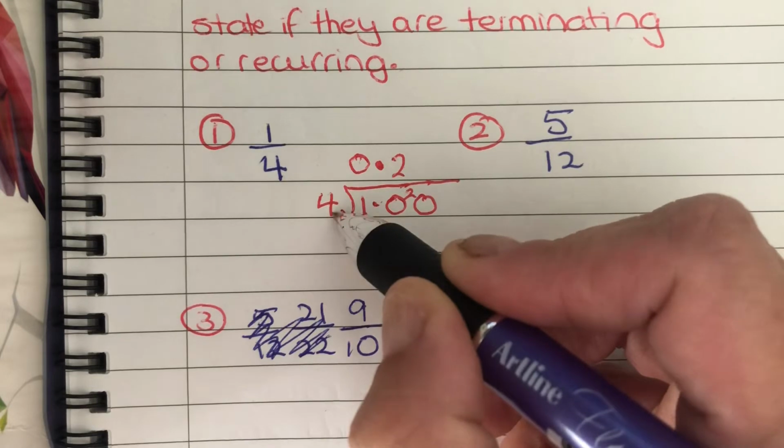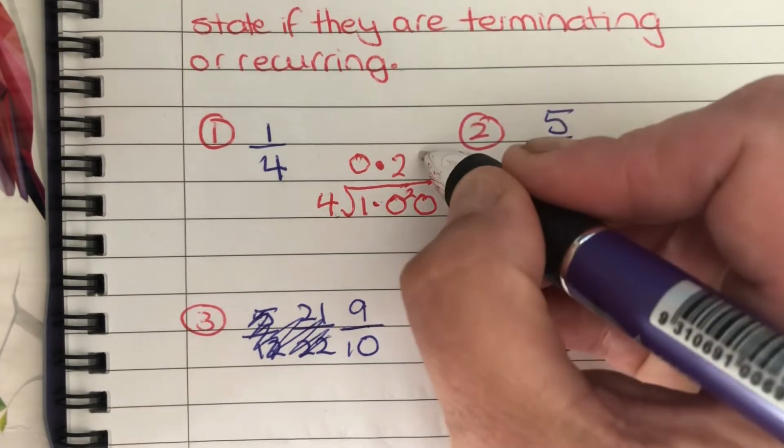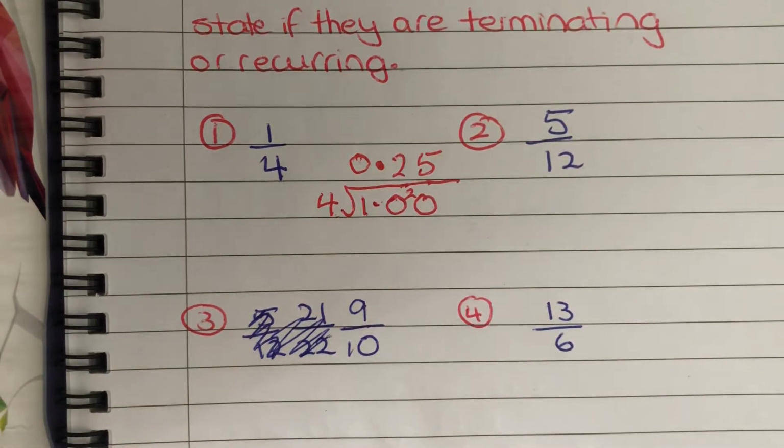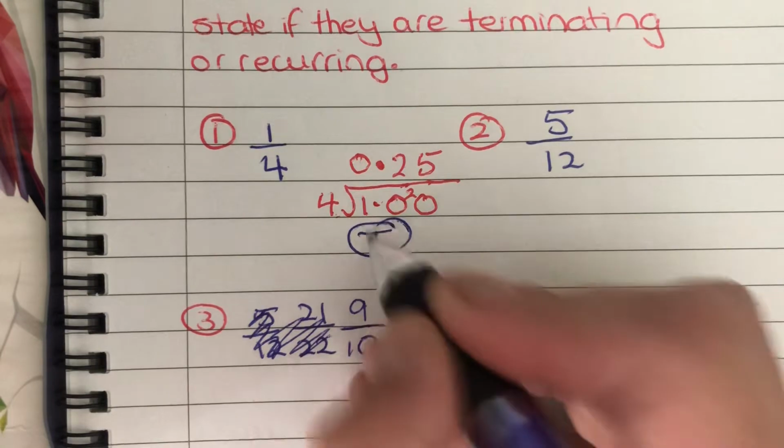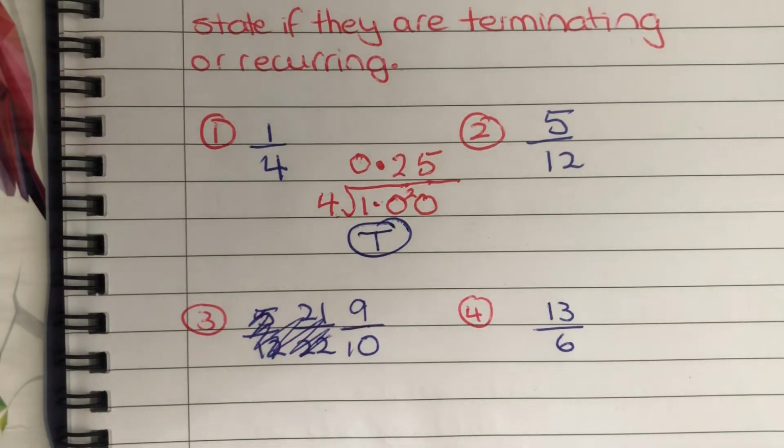Now, 4 into 20 goes 5 times, okay? And now we have to check, does that go over and over and over, or does it stop? It stops, so that one is a terminating one. So you need to do both those sections for these.